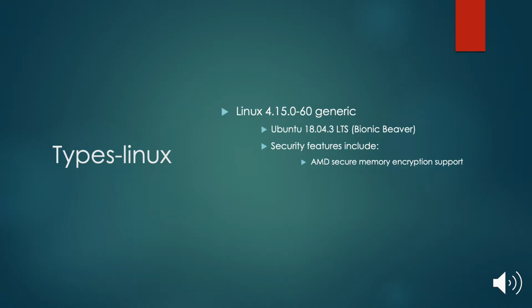Another type of operating system would be Linux. In this course, we're using Linux 4.15.0-60 generic. Linux is an open source operating system which allows users to customize the OS mainly to fit their need. Specifically, we're using a version called Ubuntu 18.04.3, which is nicknamed the Bionic Beaver.